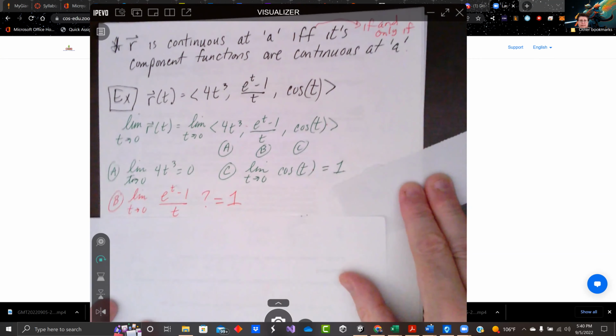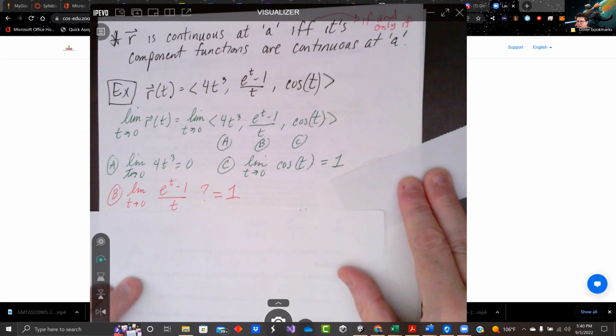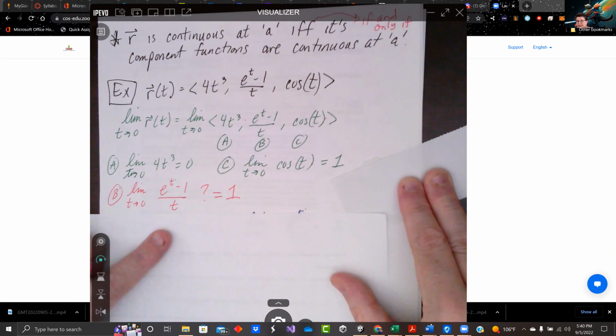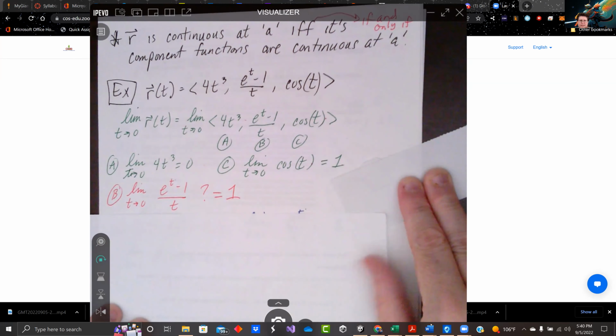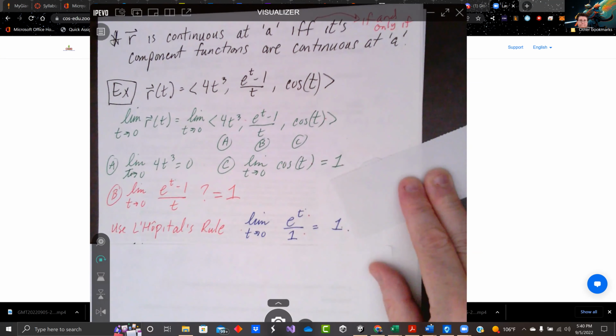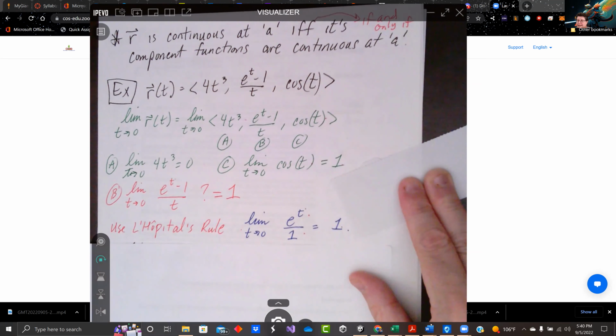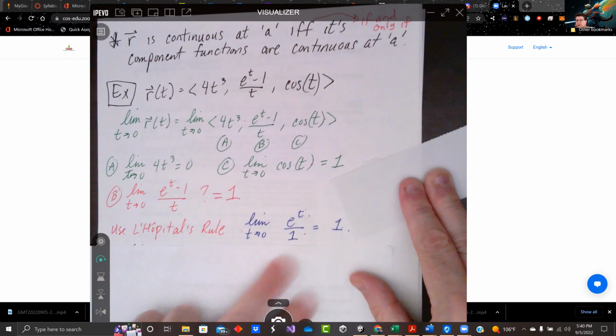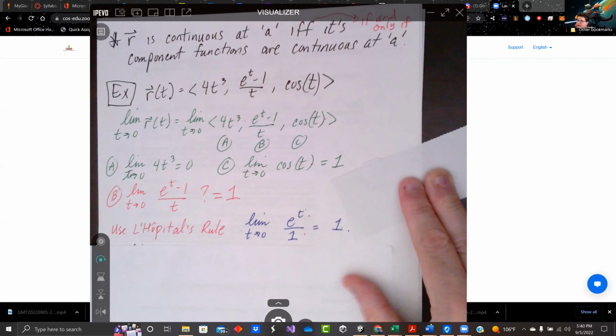What about here? It equals 1. Why? Well, if we plug in t equals 0, I get e to the 0, which is 1. I get 1 minus 1 on top, which is 0, and I get 0 on the bottom. 0 over 0 is an indeterminate form. We need to use L'Hopital's rule. So L'Hopital is take the derivative of the top and bottom separately, and then evaluate the limit. And if the limit works on this, it works on the original. It's the same limit as the original.